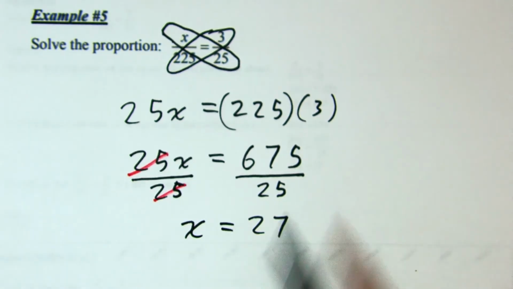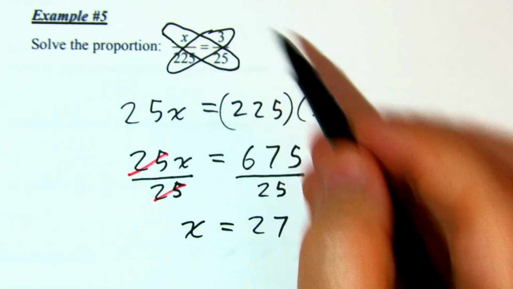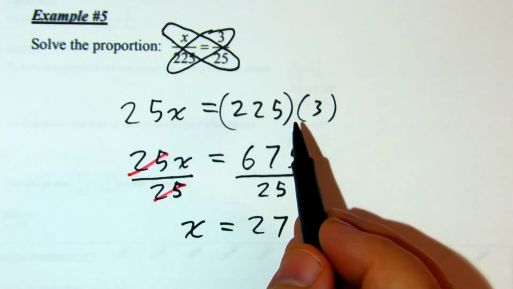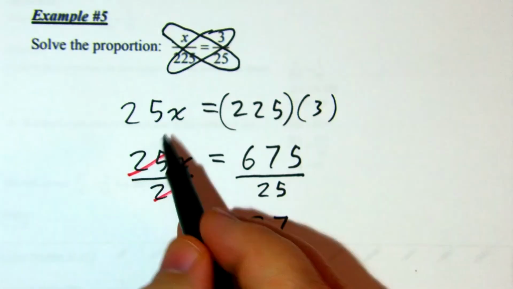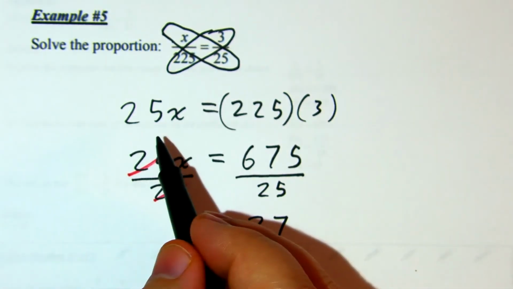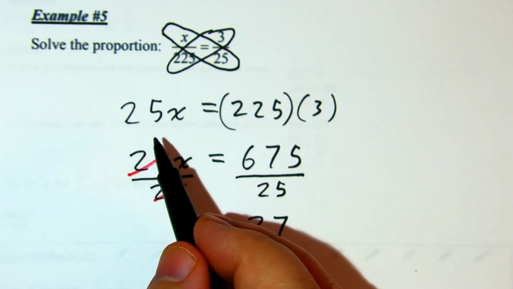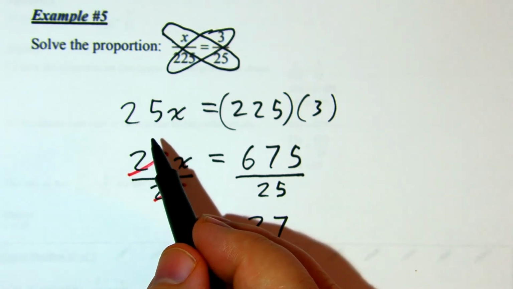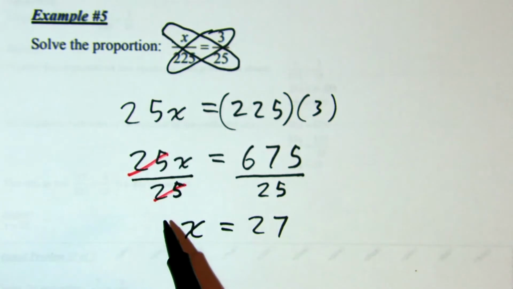Okay. You multiply the two that are diagonally across from each other. I usually put that on the right. You multiply the two that contain the x. That I usually put on the left. You don't have to do it that way, and some of the examples do it the opposite way. It's no big deal. And then you divide both sides by the coefficient of x.